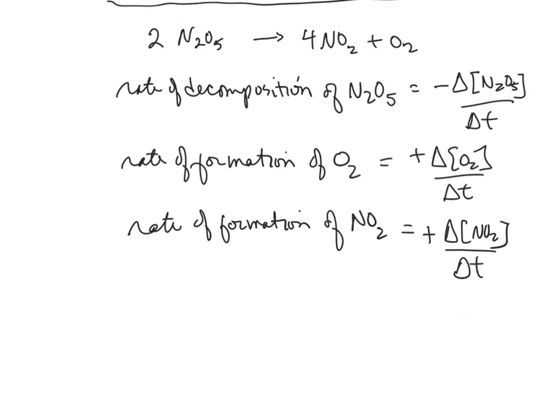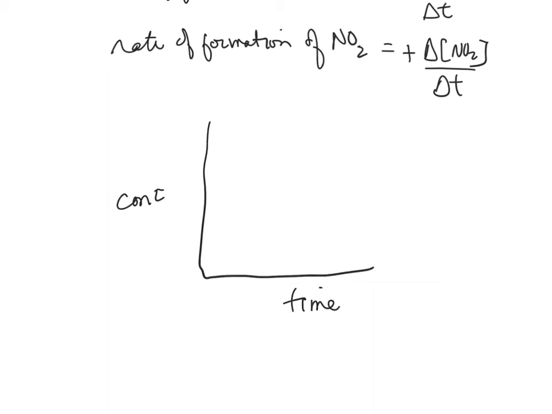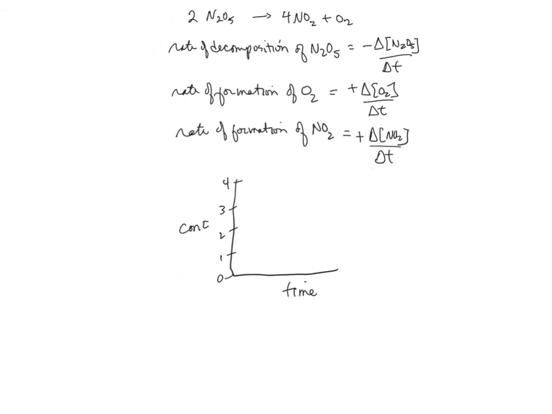So if you looked at a graph of concentration versus time, and let's make these numbers proportional to the coefficients here. So you get 1, 2, 3, 4, like that, and 0. And then this would just be some unit of time, seconds or minutes, whatever. All right, so you have to go back and look at the balanced equation. You see that it's a 2 N2O5.